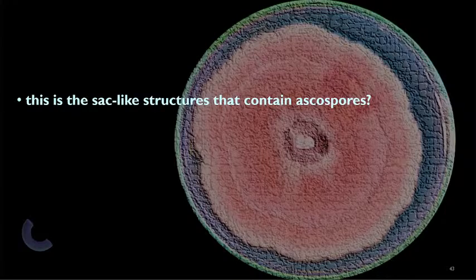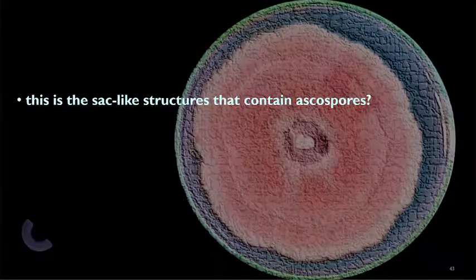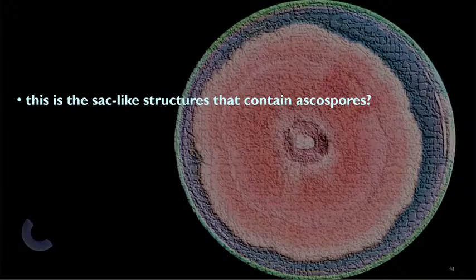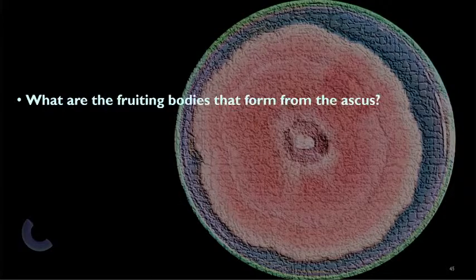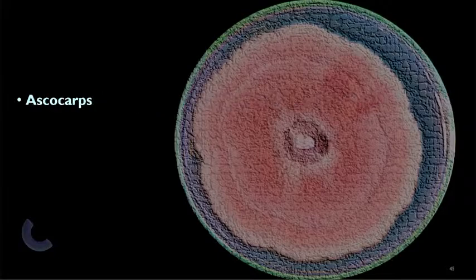So ascospores are contained in a sac-like structure. From the name itself, it's ascus, and the plural term is asci. The fruiting bodies that form from the ascus are ascocarps. So that's what we saw earlier, like fruits. The biological functions of fungi resemble those of plants, almost the same.